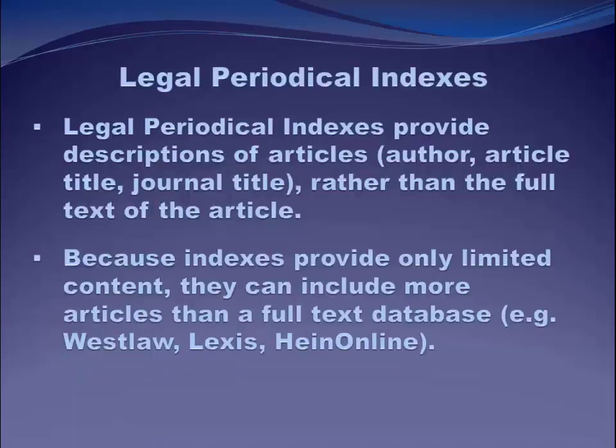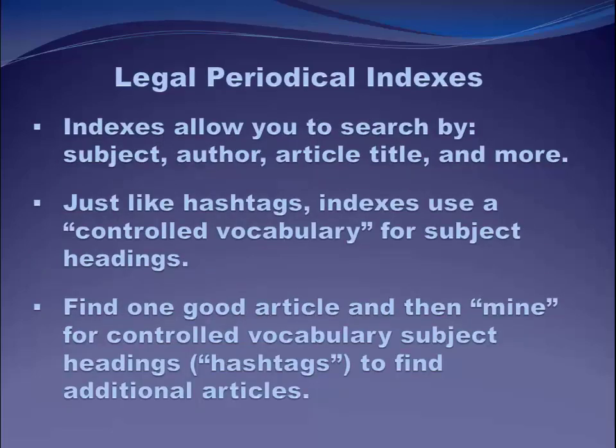They're basically a database that includes bibliographic information about an article. So they include not the full text of the article itself, but the author, the article title, the journal title. And because they're only including this limited information in their content, they can include more articles than a full text database like Westlaw or Lexis or HeinOnline. So why is that good? The reason why is because if you only have this little bit of information, you can just search and get fewer results but more highly relevant results.